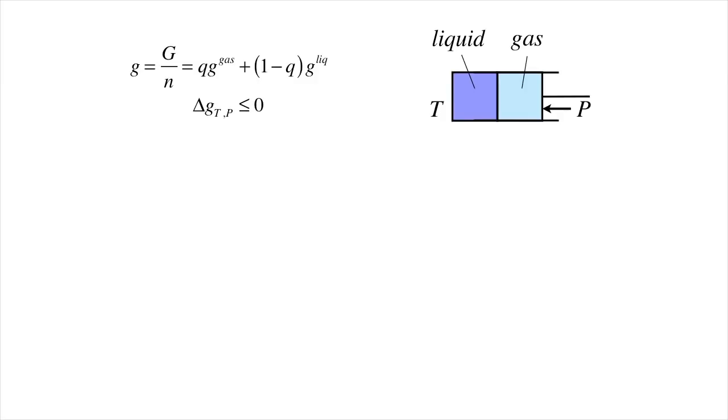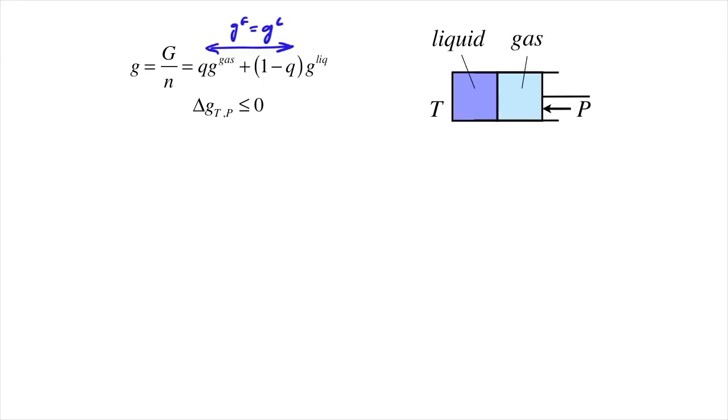According to the second law, delta G will always seek a minimum. Thus, if G gas is less than G liquid, the system will evolve until it is entirely gas. On the other hand, if G liquid is less than G gas, the system will evolve until it is entirely liquid. The only way for the system to remain stable with two phases present is if G gas and G liquid are the same.